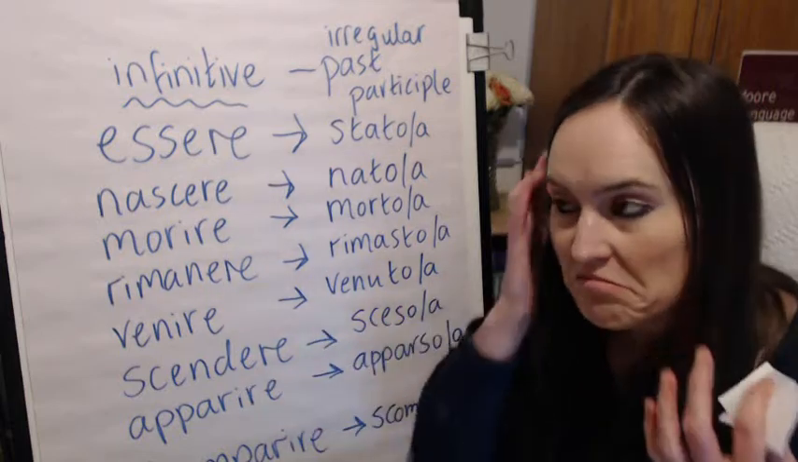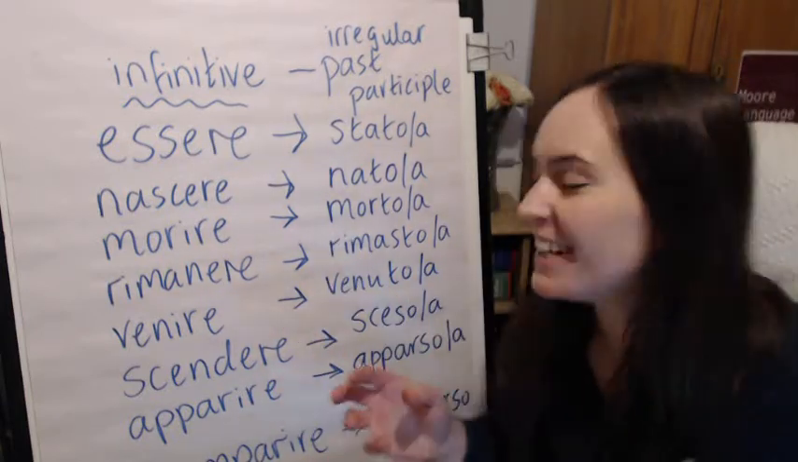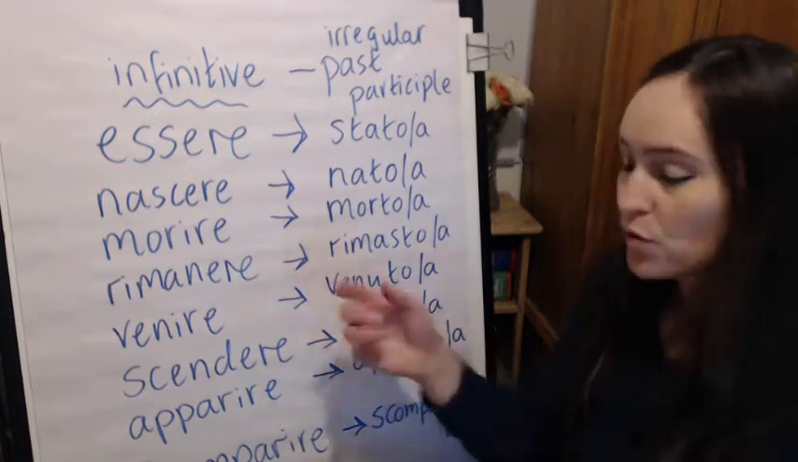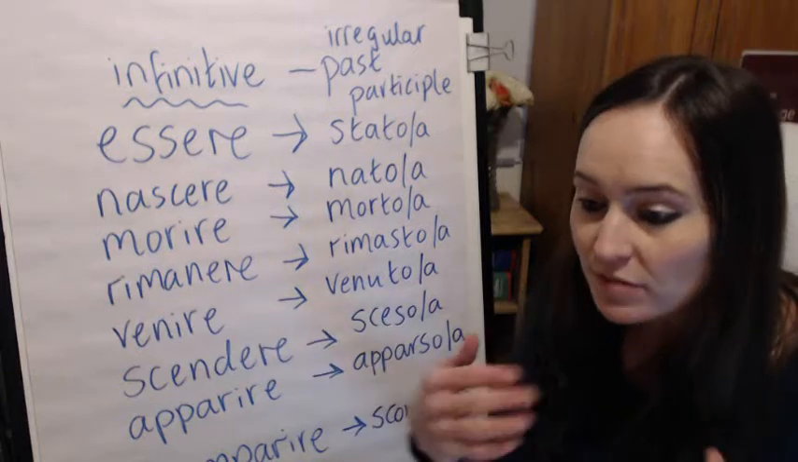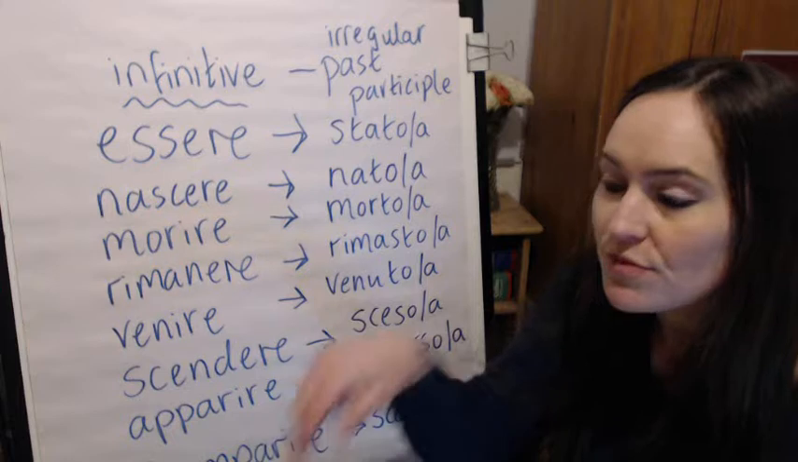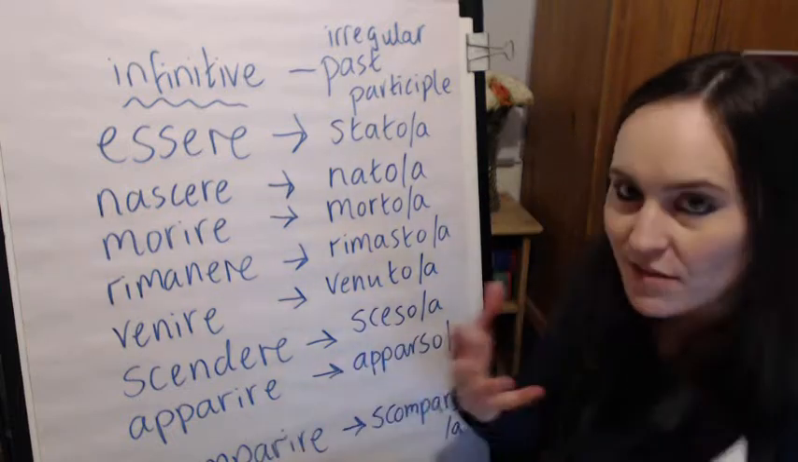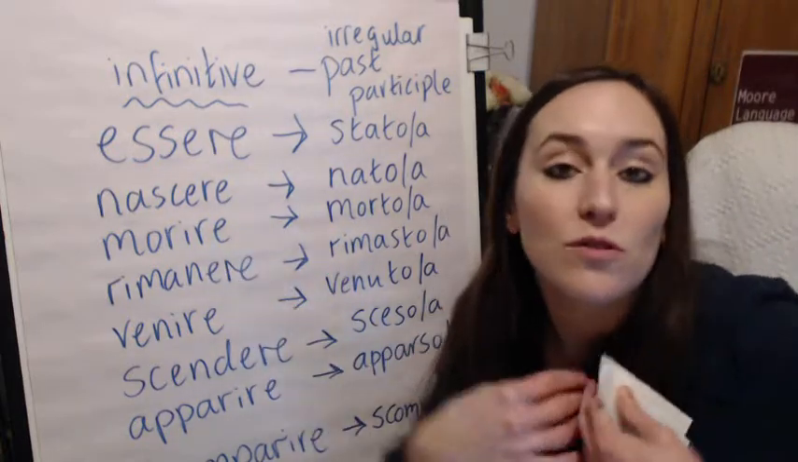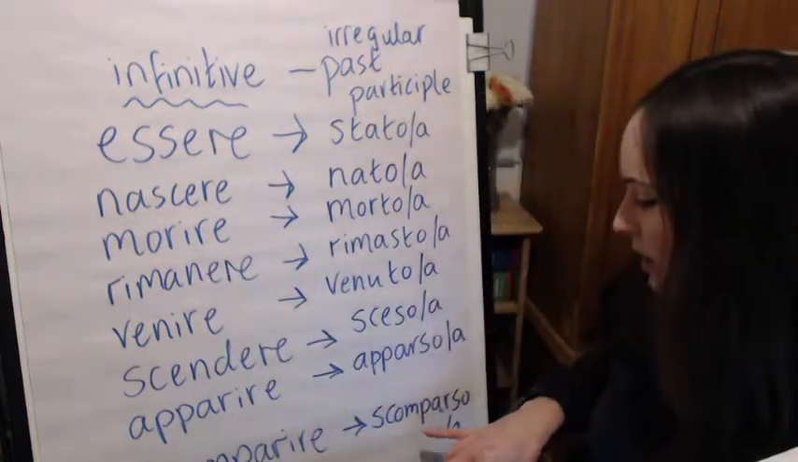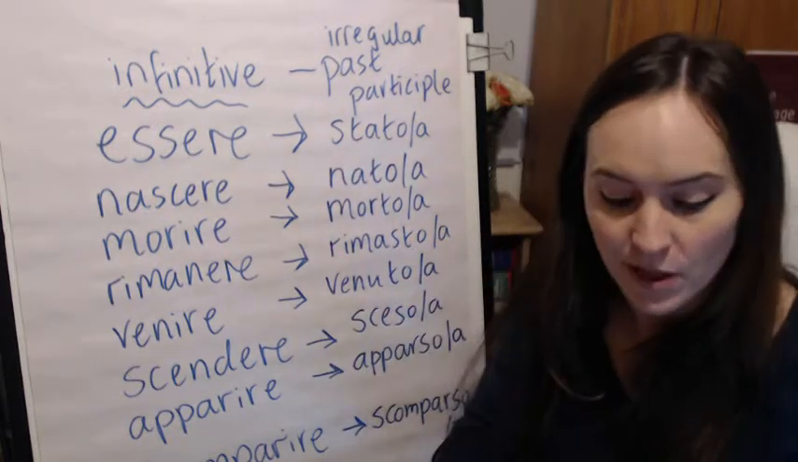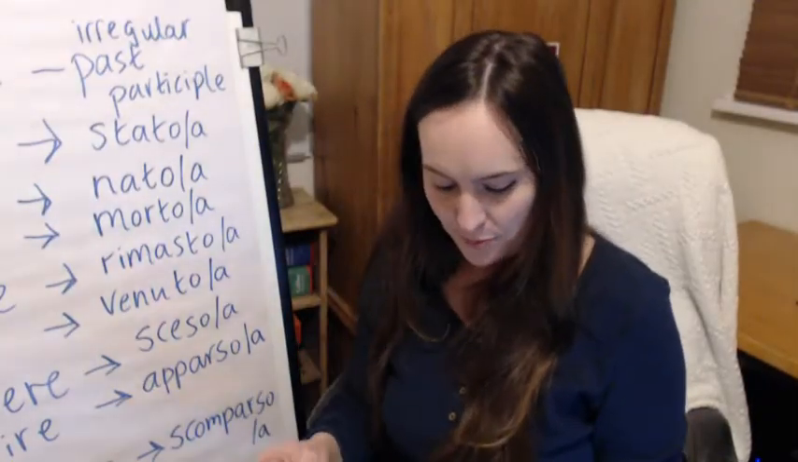I died. I died laughing, you might say. Sono rimasto, sono rimasta. Sono venuto, sono venuta. Io sono venuto perché io sono una donna. Sono sceso, sono scesa. Okay, it's the masculine and feminine singular io forms. Sono apparso, or sono apparsa if you're a girl. Sono scomparso, sono scomparsa.